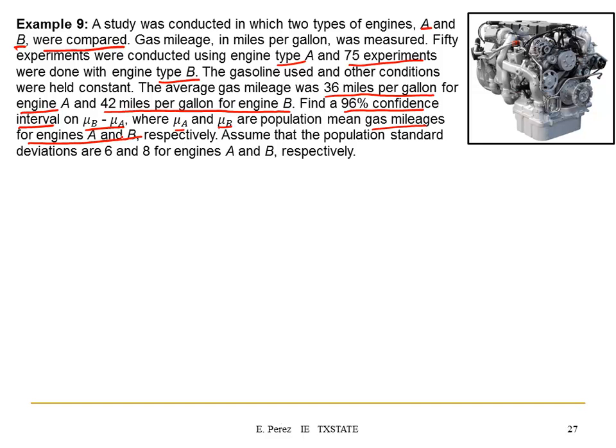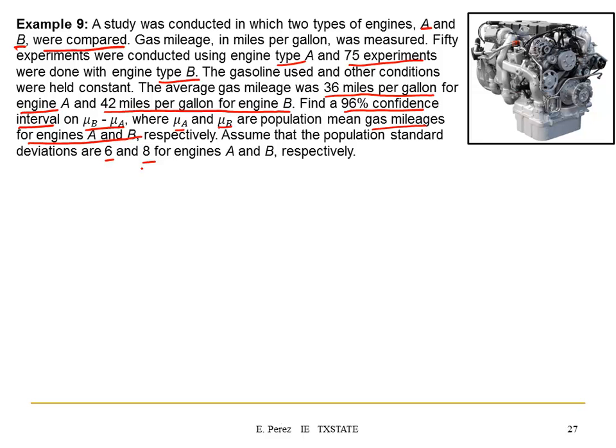Assume that the population standard deviations are 6 and 8 for A and B, respectively. So from the problem, you know the population standard deviation. It's clearly stated that you have the population standard deviation, which means that you know that information, and once you know that information, you know that you're going to be using the confidence interval in which the standard normal distribution will be used, or the Z values are going to be used.